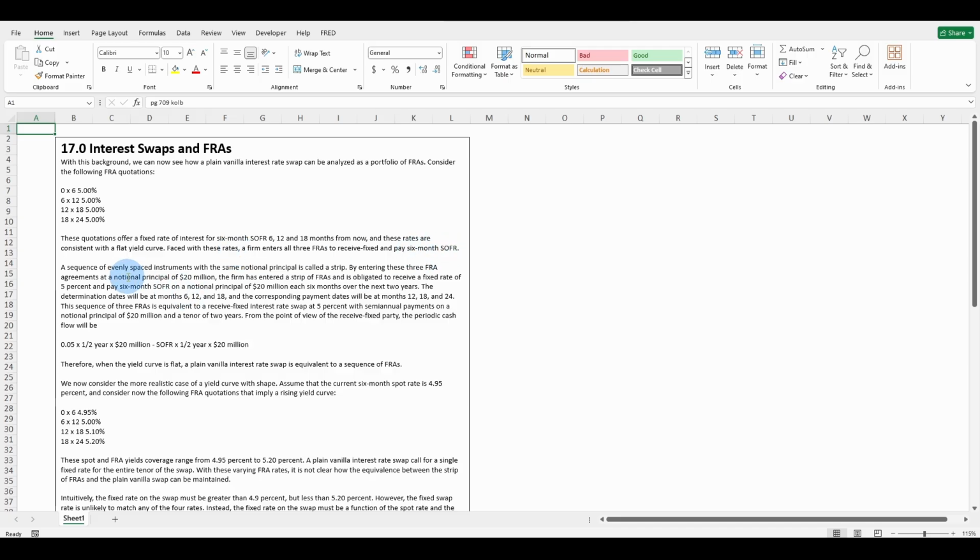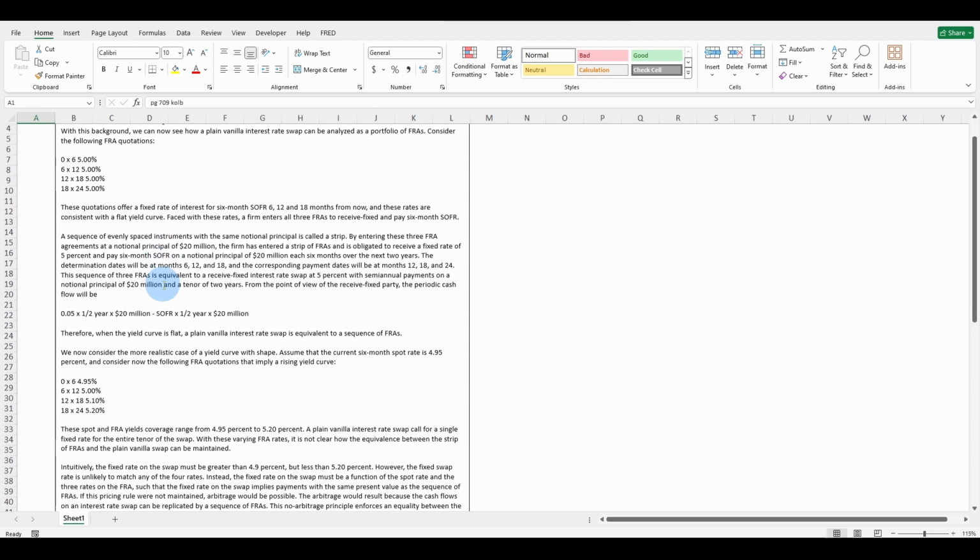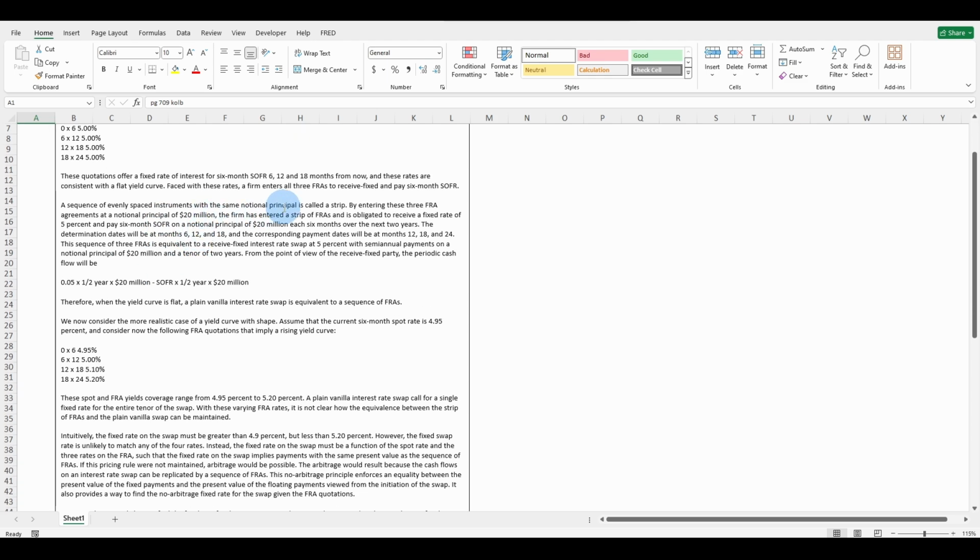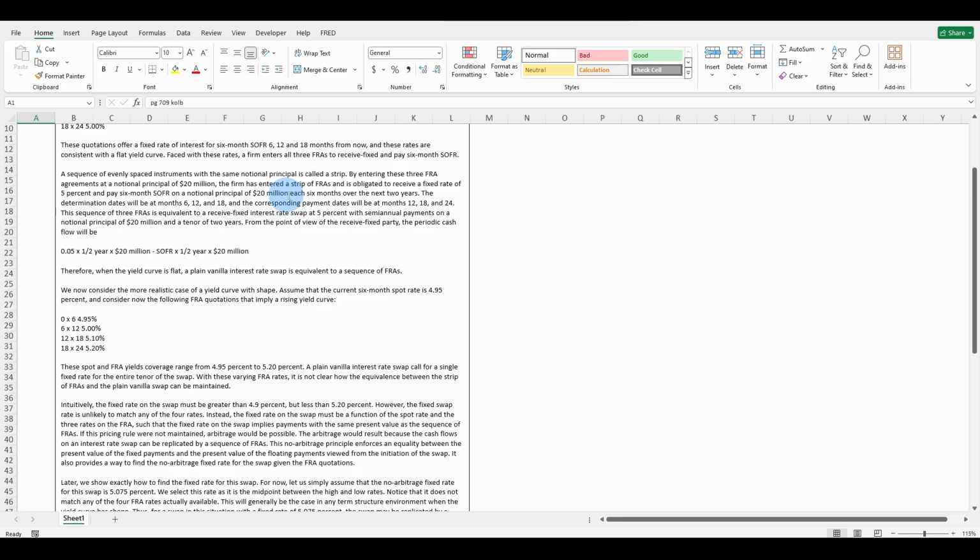A sequence of evenly spaced instruments with the same notional principal is called a strip. By entering these three FRA agreements with a notional principal of $20 million, the firm has entered a strip of forward rate agreements and is obligated to receive a fixed rate of 5% and pay 6-month SOFR on a notional principal of $20 million each 6 months over the next 2 years.